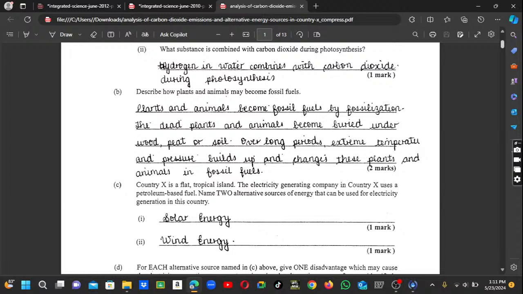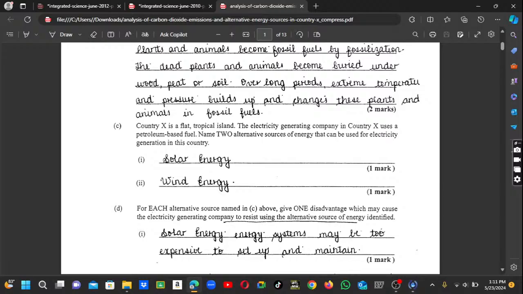And we need to know the different types of energy, guys. Here we are seeing that country X is a flat tropical island. The electricity generating company in X uses petroleum-based fuel. We need to name two types of alternative source of energy that can be used to generate electricity in this country. We know about solar energy, which is a very popular one, and then we know about wind energy. So we need to know about these.